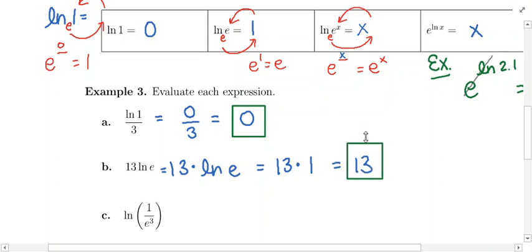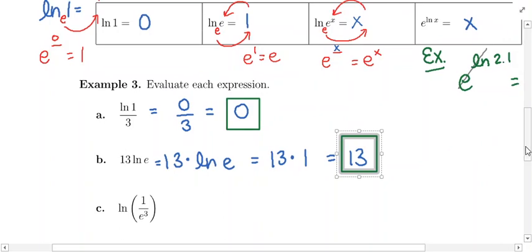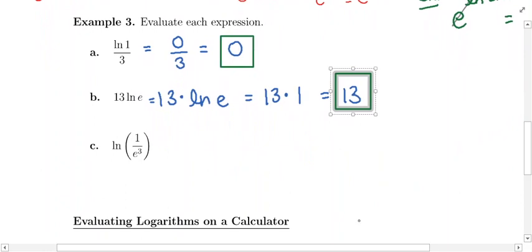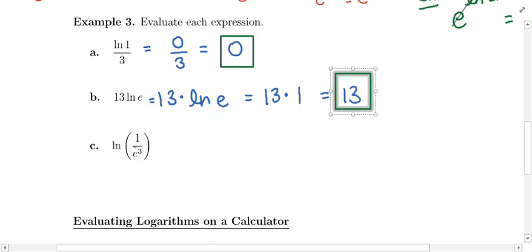All right, moving on to part C. What is the natural log of 1 over e to the third power? This one is definitely a little more tricky than the others were. Remember, you've got an ln and you've got an e, and they cancel out if they are side by side. That's not exactly what we have here.